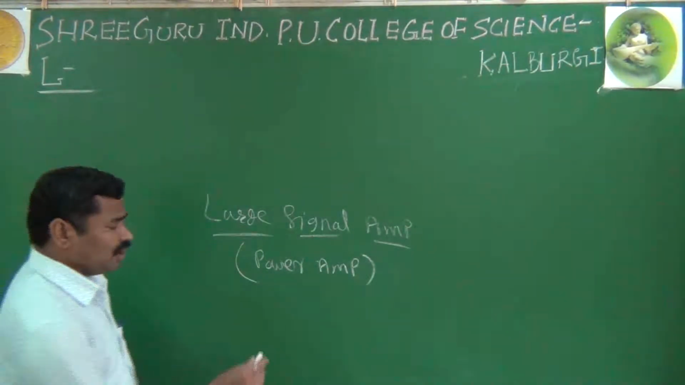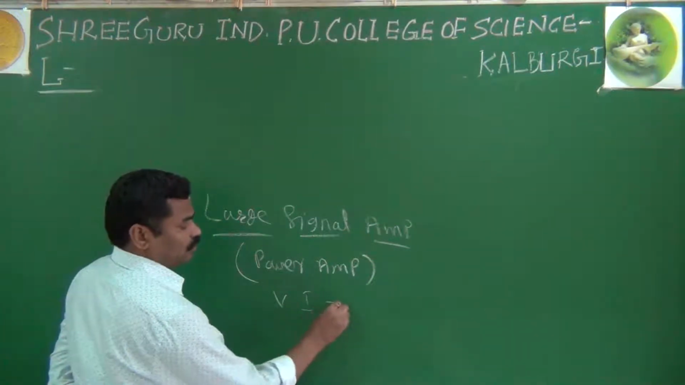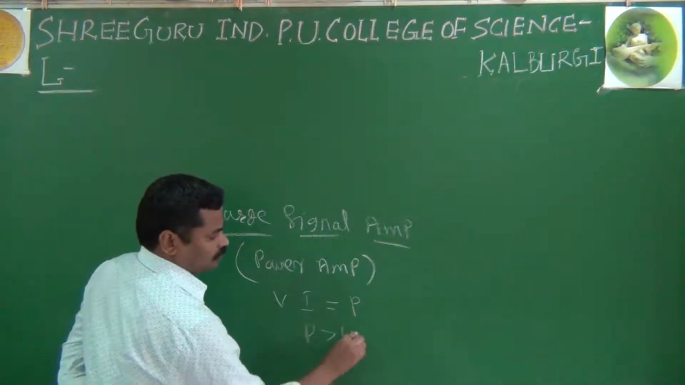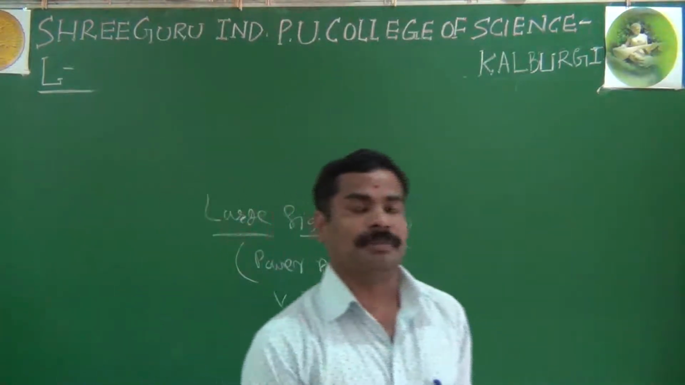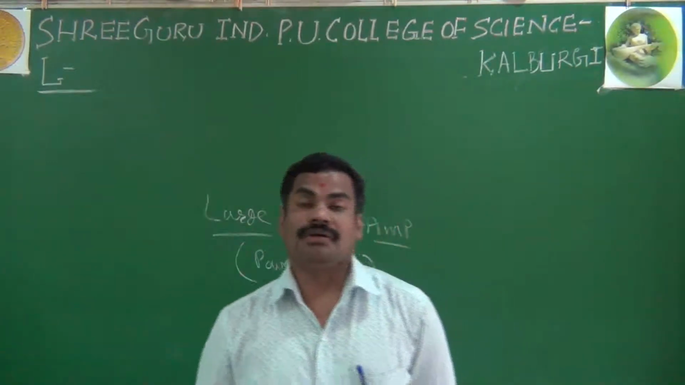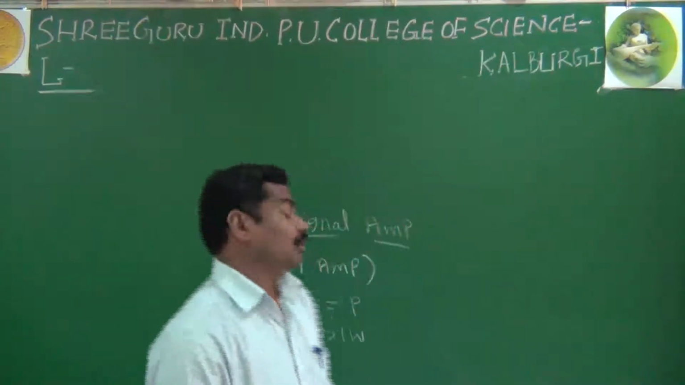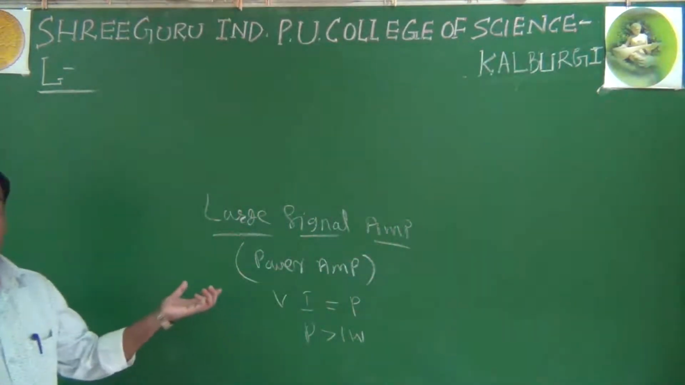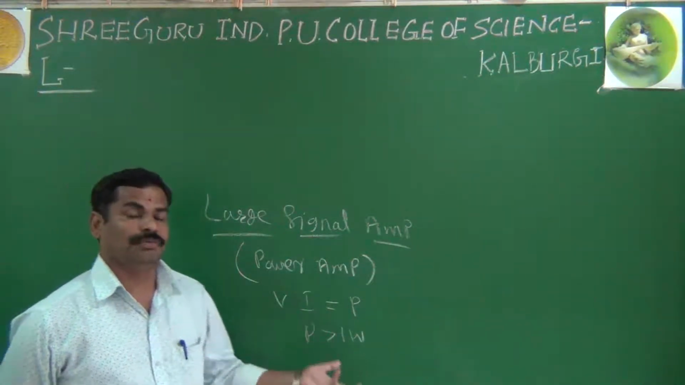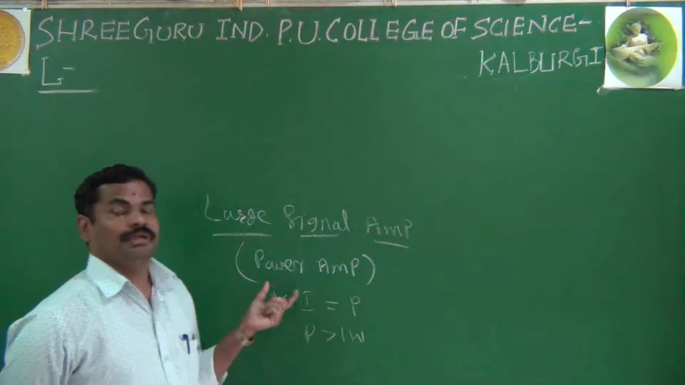Because, as I said, you are applying a much larger voltage, so you get more current, and with more voltage and more current you get more power. That's why I said the power is more than 1 watt. Also, you use large signal amplifiers in the last stage of transmitters and receivers. Because of the higher power handling capacity, the power efficiency is also much higher. And an important thing is that it has good impedance matching.